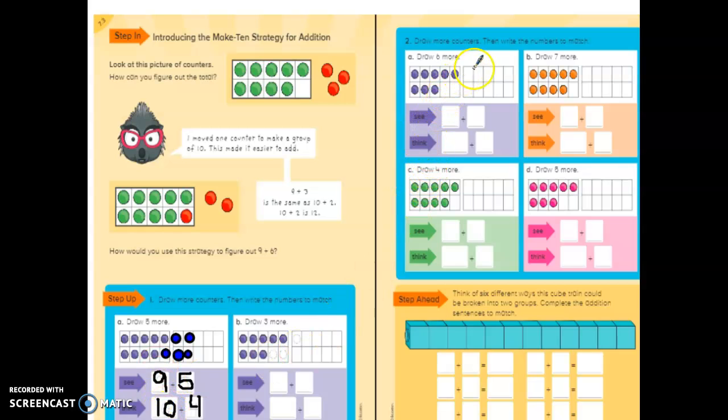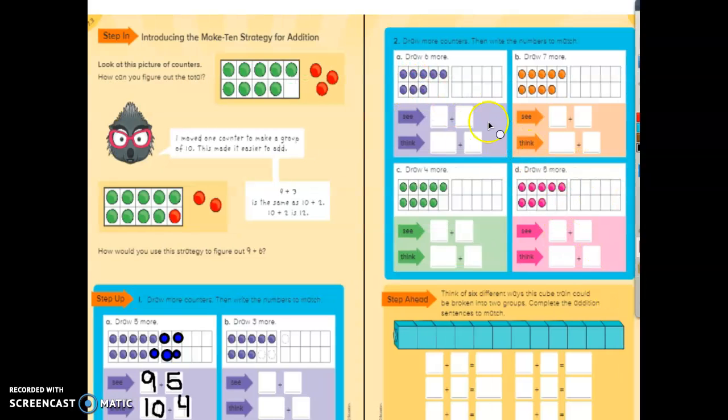Number 2 says draw more counters, then write the numbers to match. So A says draw 6 more. So let's do 1, 2, 3, 4, 5, 6. Okay, so I'm going to stop there.